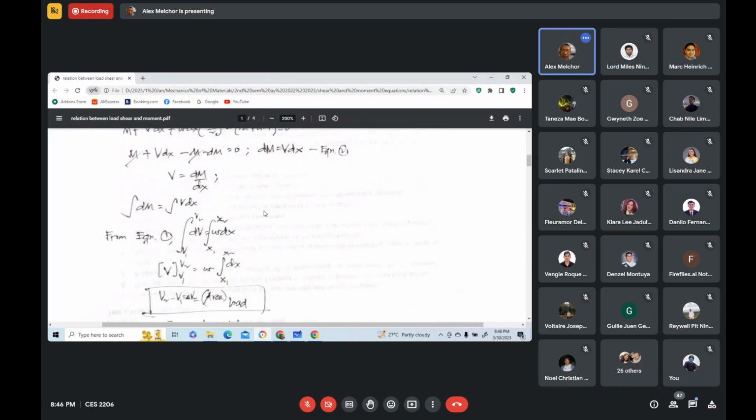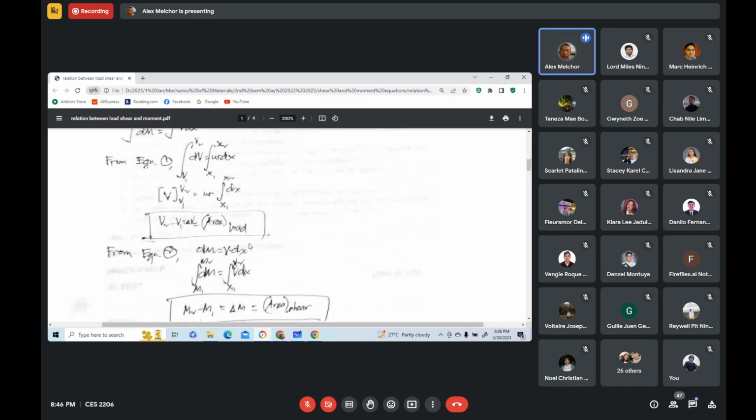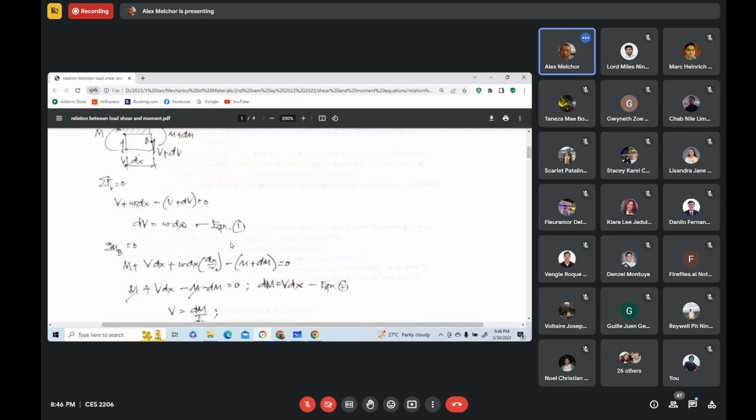And here, this is another equation to remember. This means that the intensity of the shear is equal to the slope of the moment diagram. dM/dx is the slope of the moment diagram. And this one here, we can have w equals dV/dx. Solving for w, it will be dV/dx. That means that the intensity of the load is equal to the slope of the shear diagram. Okay, w equals dV/dx.